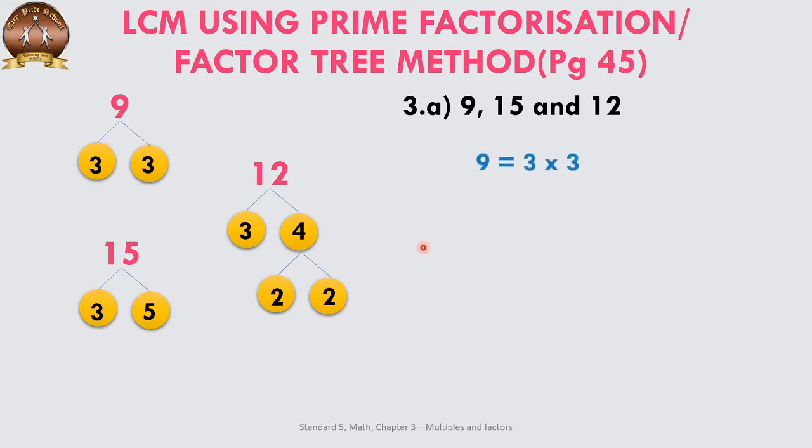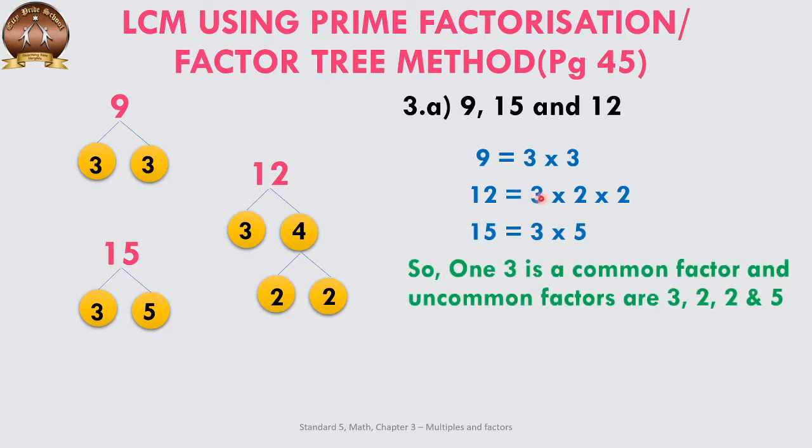So, we can write 9 as 3 into 3, 12 as 3 into 2 into 2, 15 as 3 into 5. So we can clearly see that one 3 is common. So that one 3 will come once, and the rest, 2 times 2, 1 times 3 and 1 times 5, are the uncommon factors which will be multiplied. So we can see that two 2's are here, one of the 3's which is uncommon is here, one 3 which is common is here, and the 5 is here. So after we multiply these numbers, we get 180 as the LCM of 9, 15 and 12.